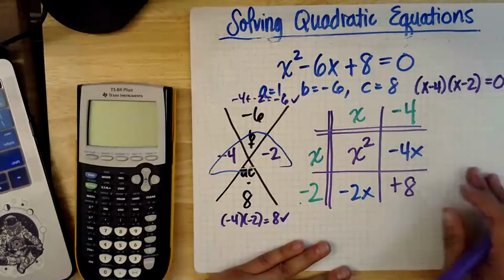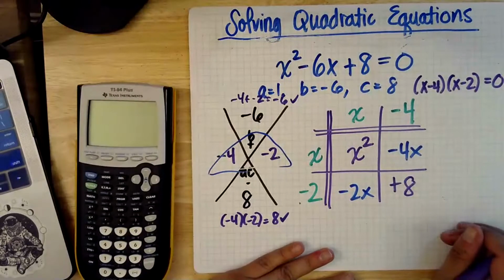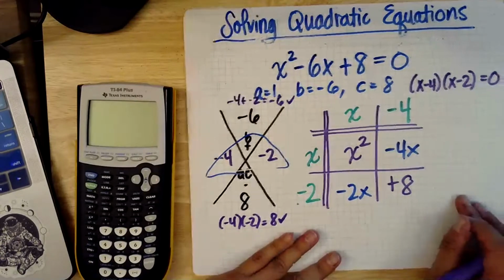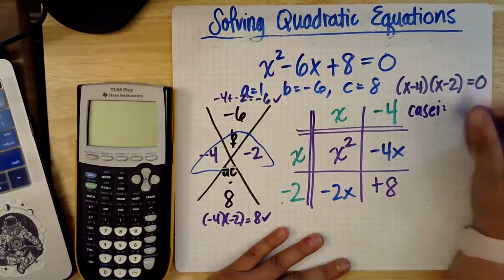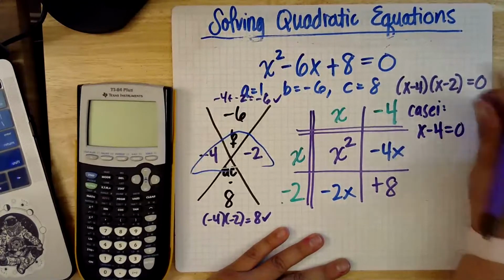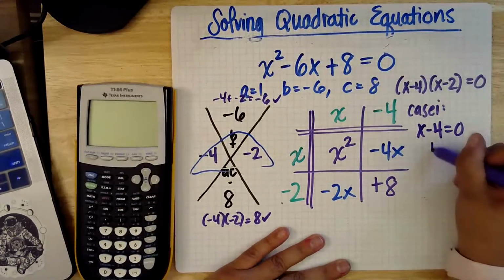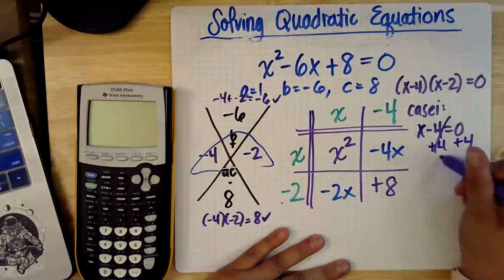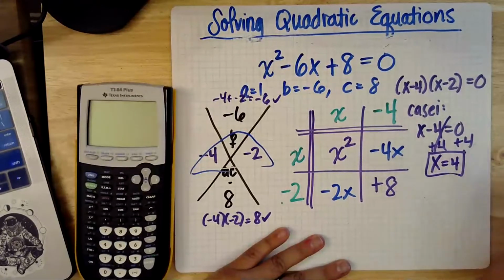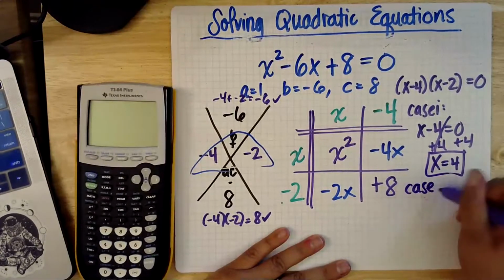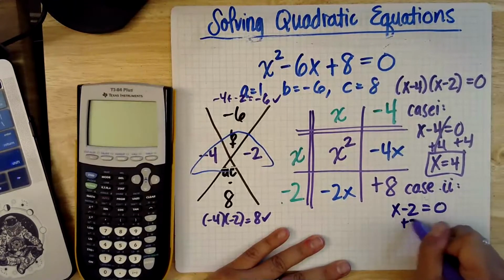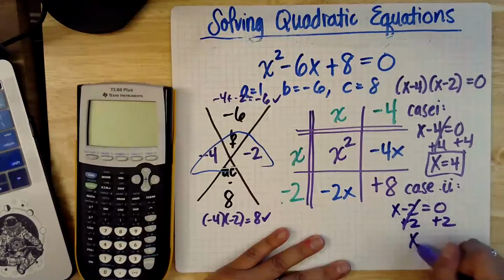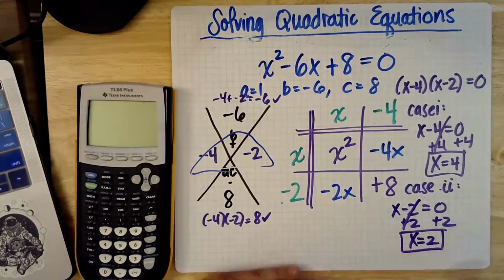equals 0. Okay, so I'm going to go into the case 1, case 2 scenario, which, just bring this, there we go. Case 1, x minus 4 equals 0. The first factor, let it equal to 0 and then solve for x. So I know that x is equal to 4. Cool. Case 2, x minus 2 equals 0. Solve for x. X equals 2. So this has two solutions, 4 and 2.